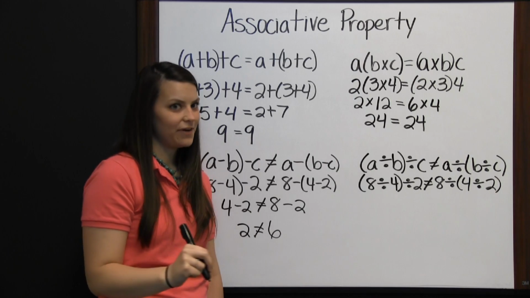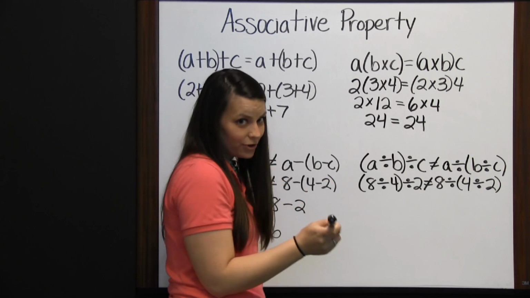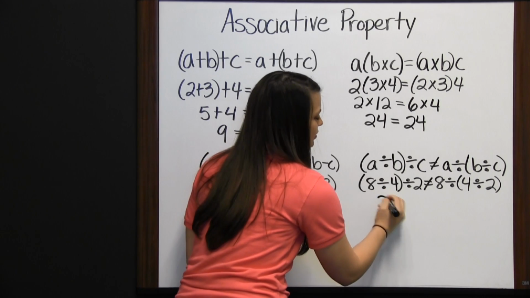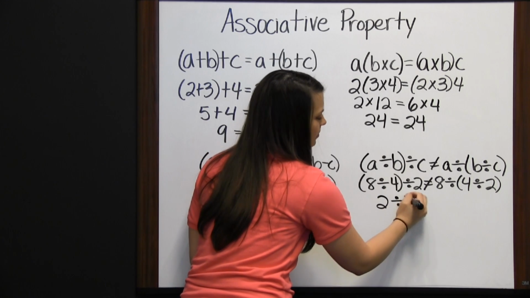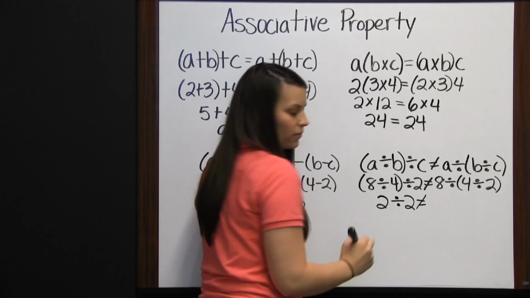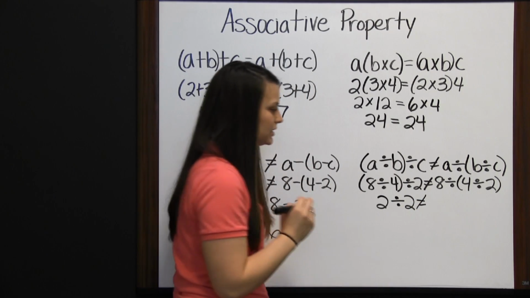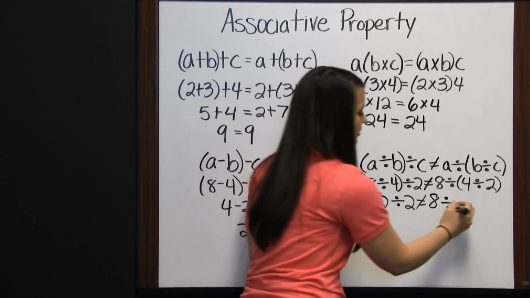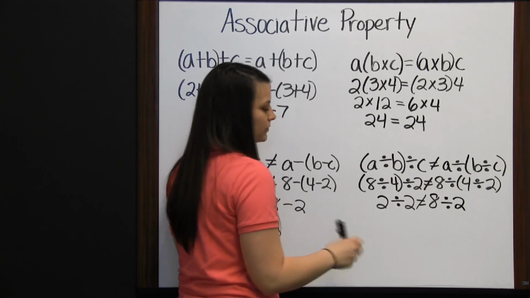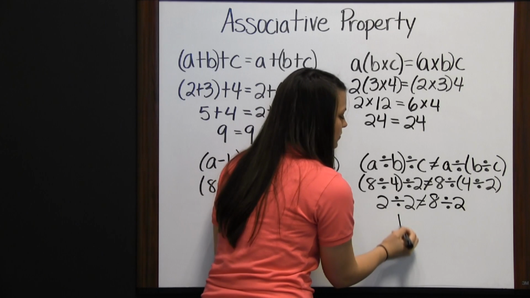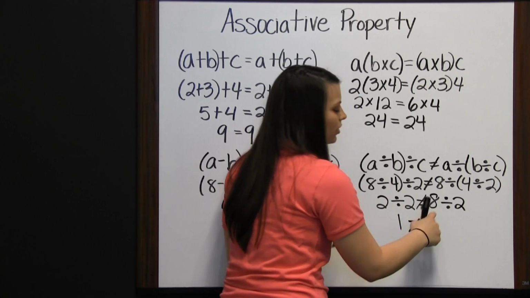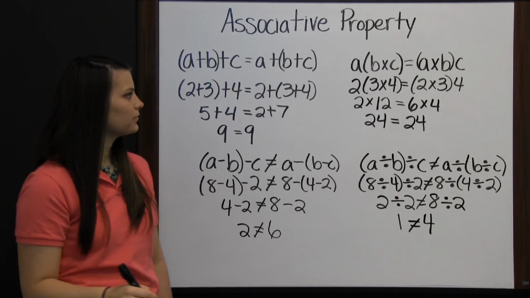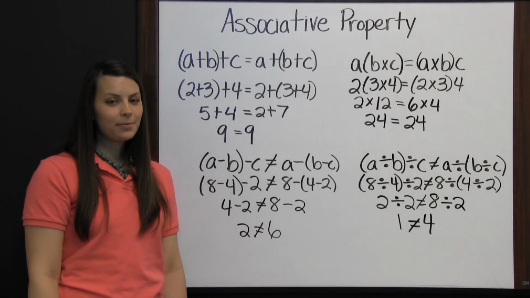Let's simplify. Order of operations, parentheses first: 8 divided by 4 must be done first. 2 divided by 2 does not equal, again, parentheses first, 4 divided by 2 is 2. 2 divided by 2 is 1, and that does not equal 8 divided by 2, which is 4. And that's the associative property.